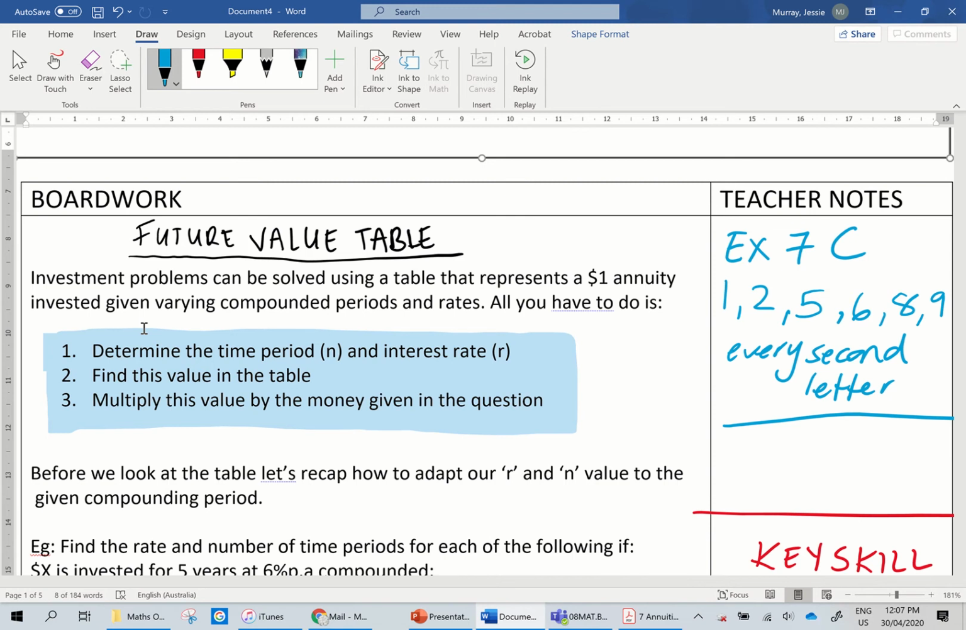Basically, all you have to do is 3 things in any of these questions. Step 1 is determine the part in the table that you need to know. Okay, so by doing that, you determine the time period, which we represent in financial maths as N, and then the interest rate, which we represent as R. You find that value in the table and then multiply it by whatever your amount of money is.